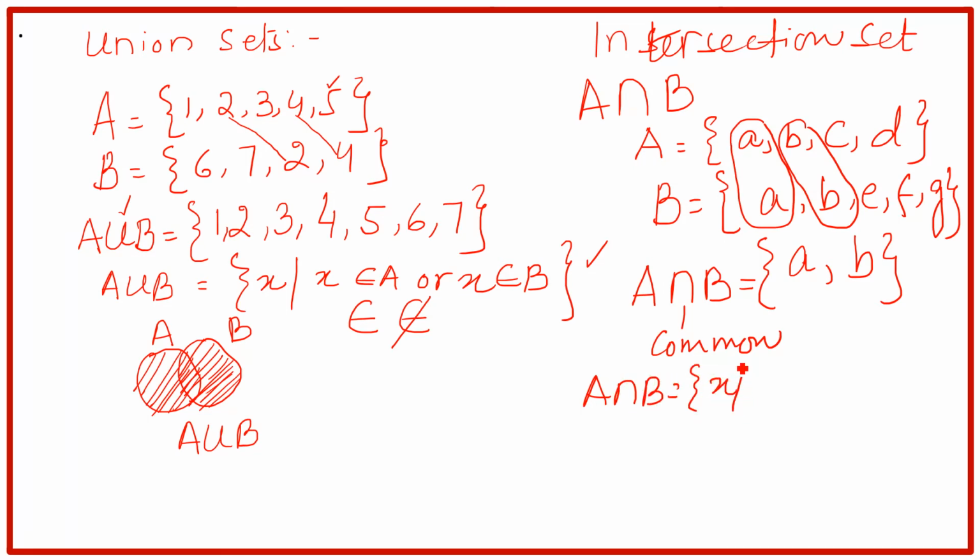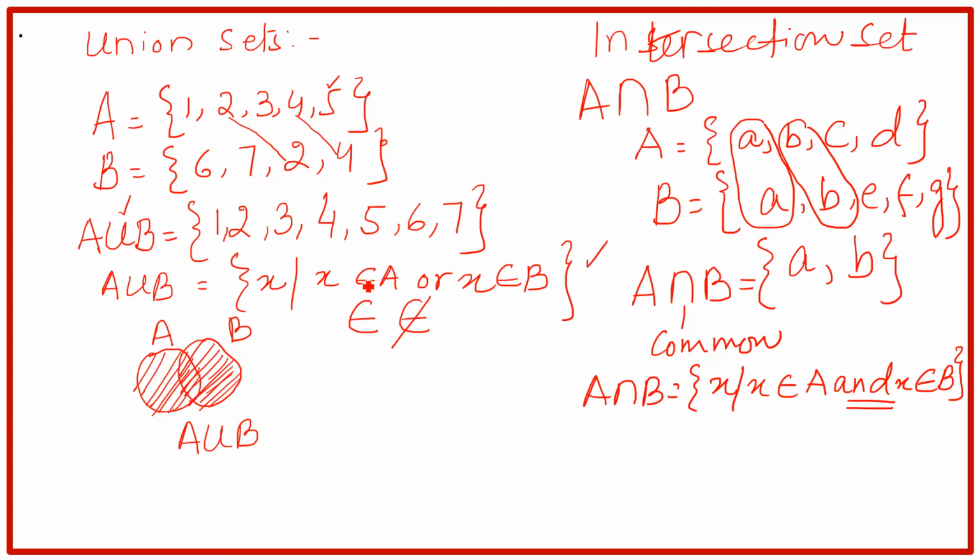{x : x belongs to A and x belongs to B}. This is the sign for belongs to, or membership. So see, here I have mentioned x, while x belongs to A and belongs to B. The word I have used here is "and", because it should be common.